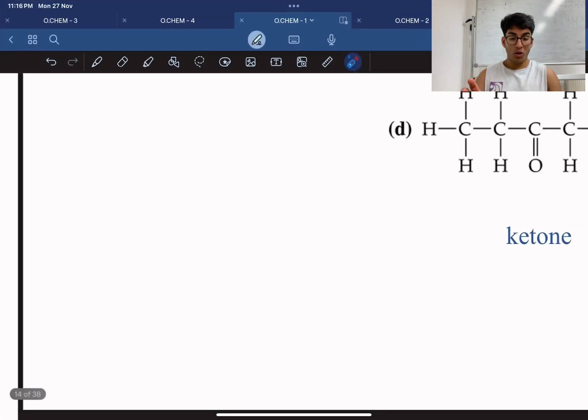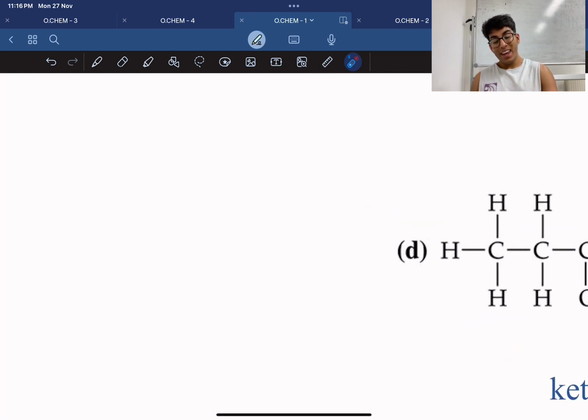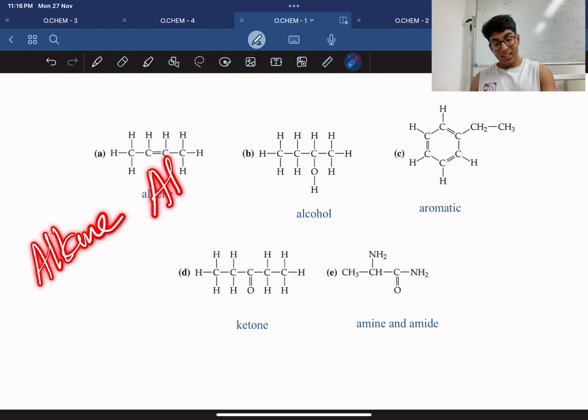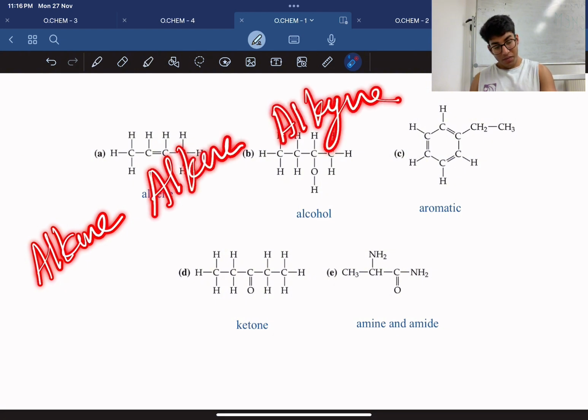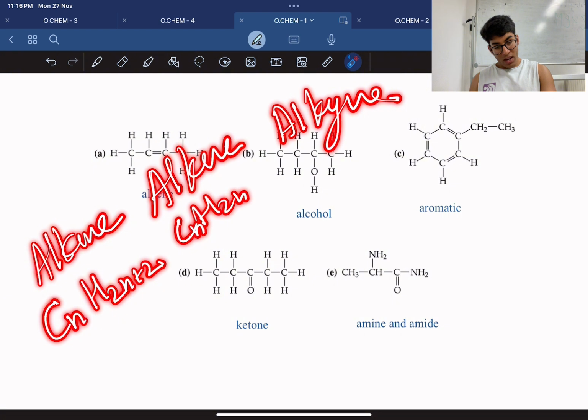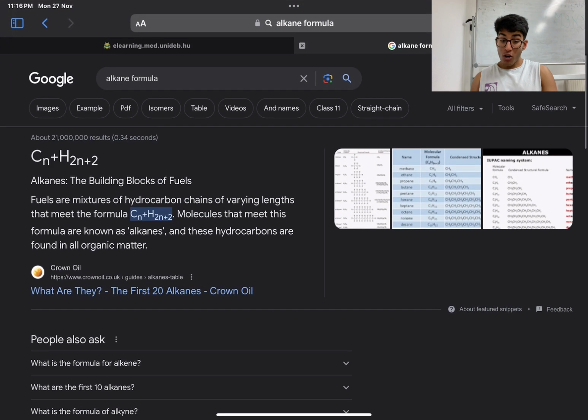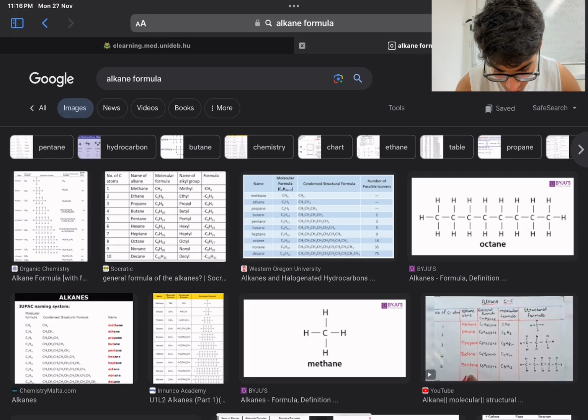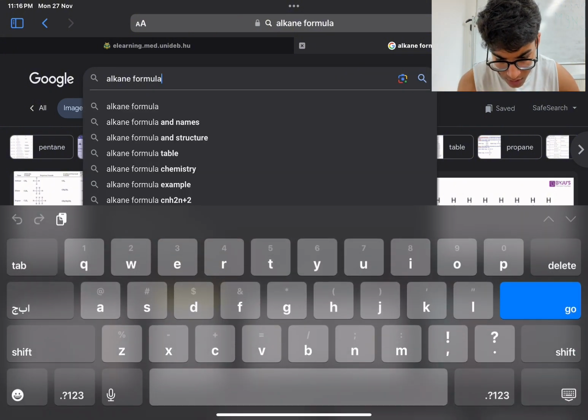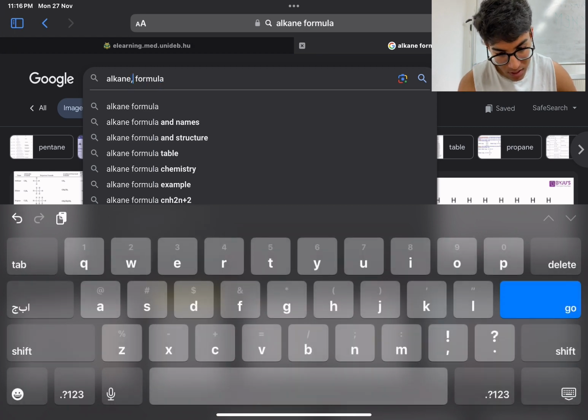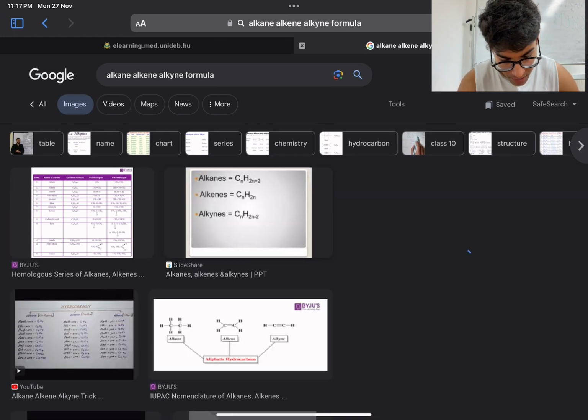Sorry guys. CnH2n. So alkenes and alkynes. Okay. So the formula for alkanes is CnH2n plus 2. I think alkenes are CnH2n and alkynes are CnH2n minus 2. Should be. Let me check. Don't want to mess up again. Alkyne formula. Boom, I was right, as you can see over here.